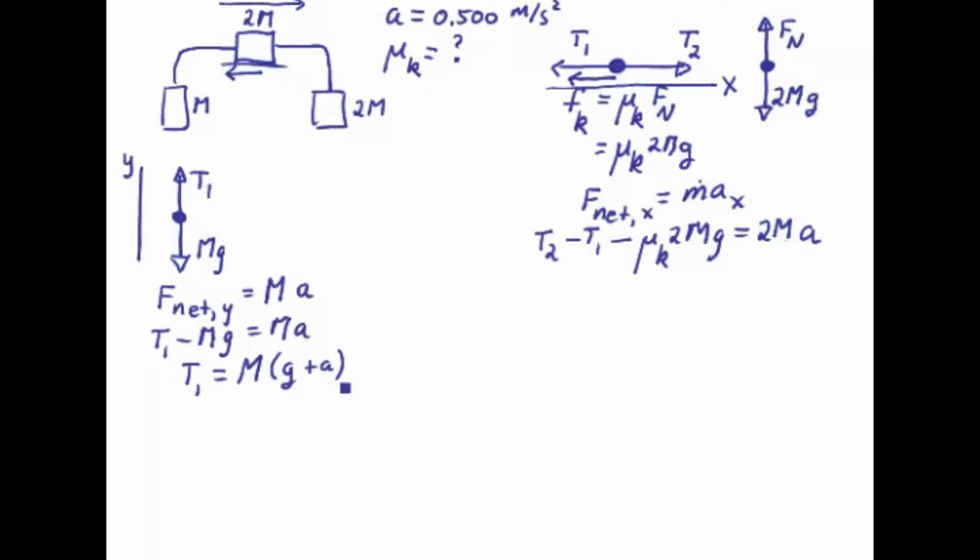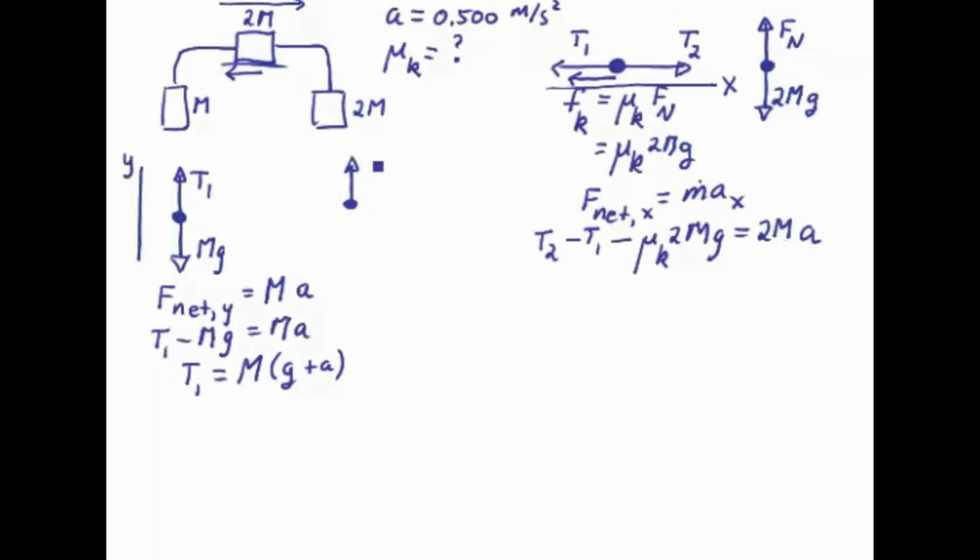So just solving for T1, you have mass, and then you can pull it out, and it will just be the gravity plus the acceleration. So now we've solved for T1, so we have now a piece of information for that original equation that we wrote.